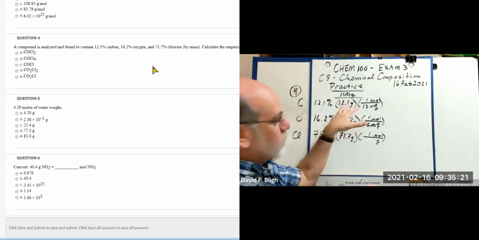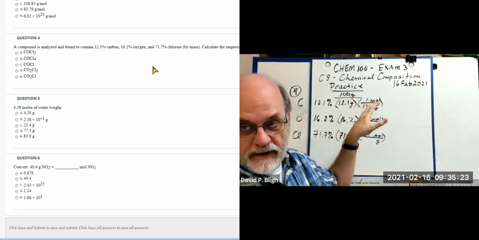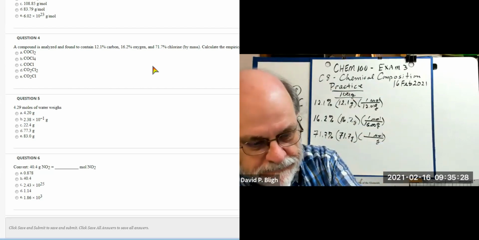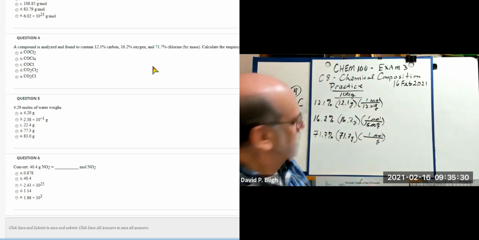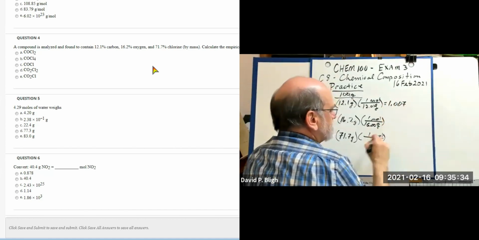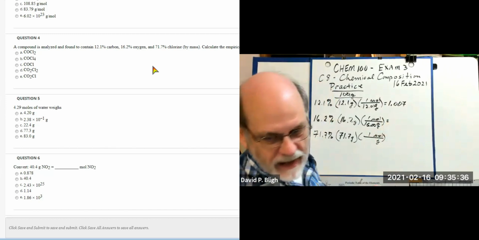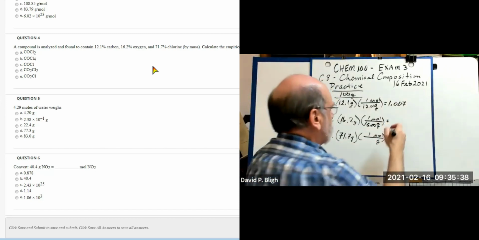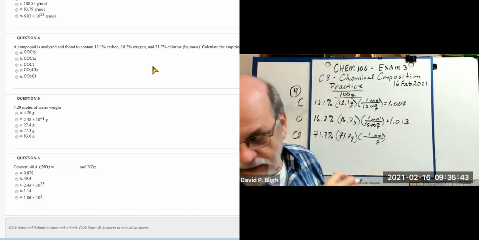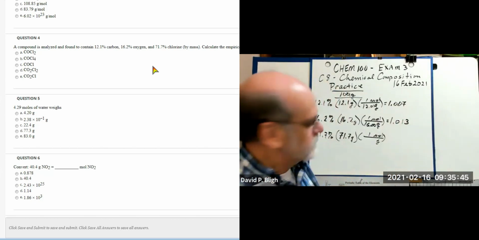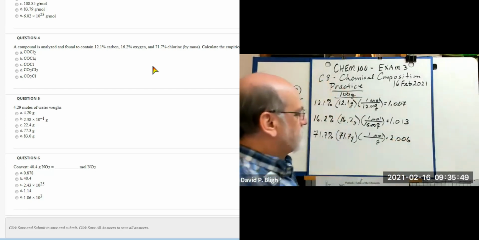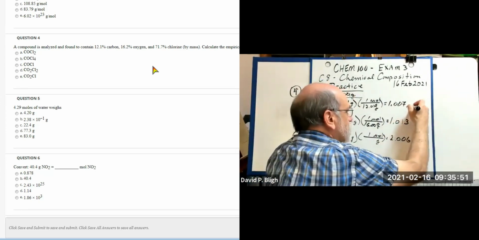Okay, so we can convert these to moles, and then the ratio of those moles will establish the empirical formula. So we get 1.007 and 1.013, and then chlorine is 2.006. Okay, this is moles of each.